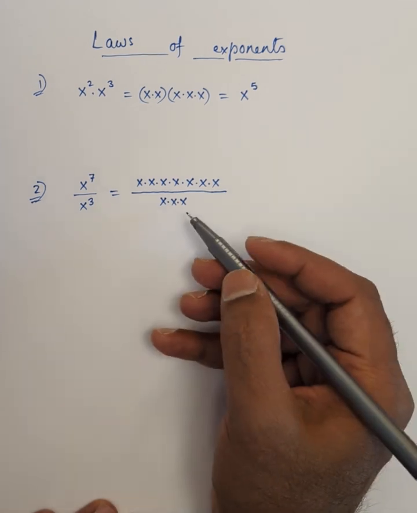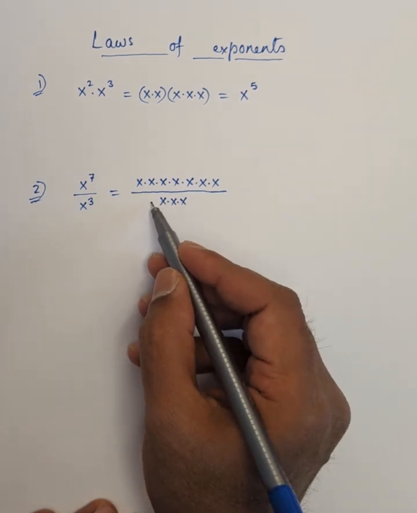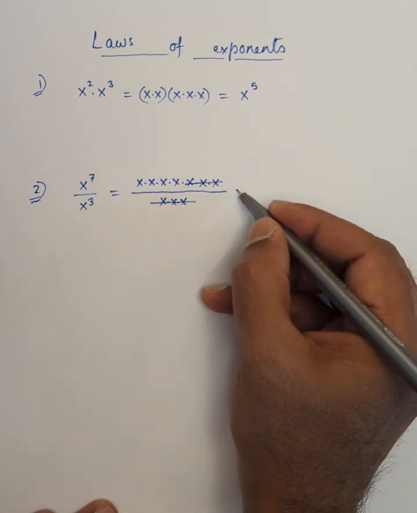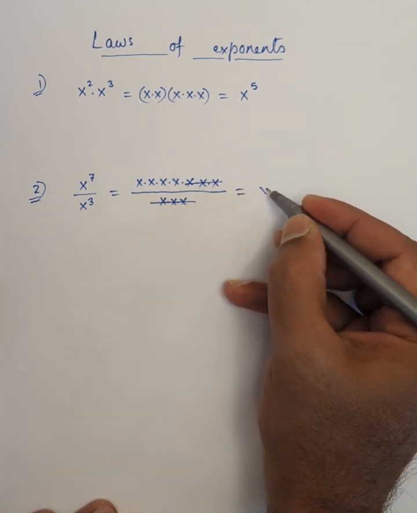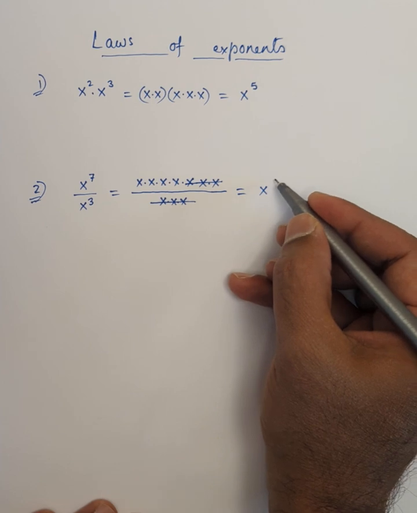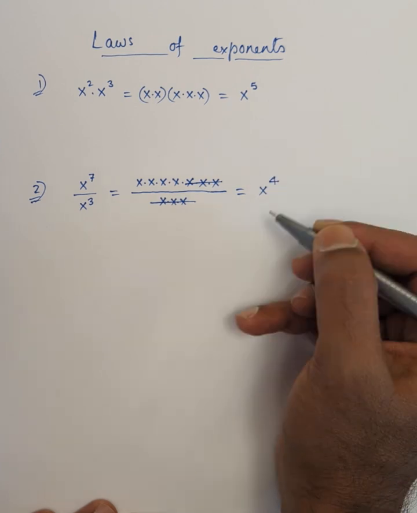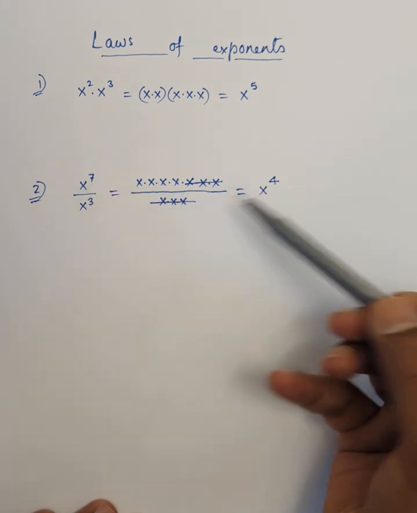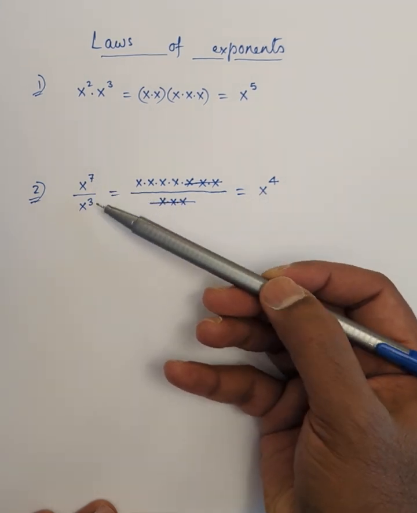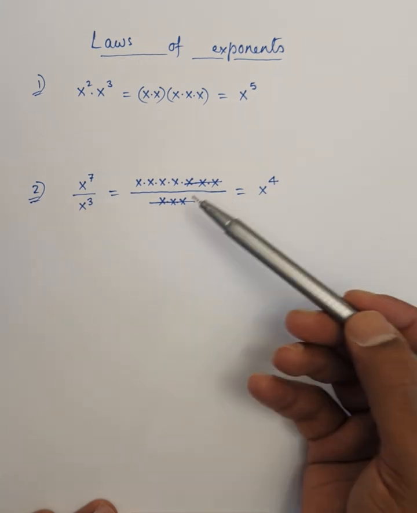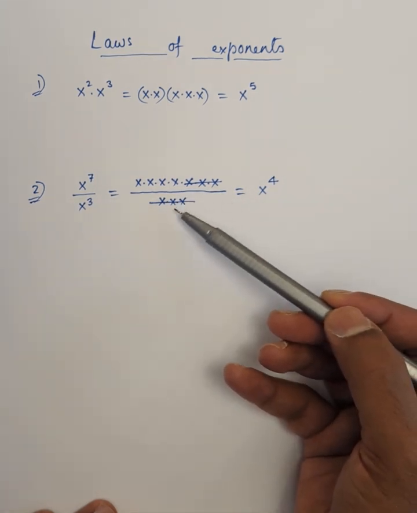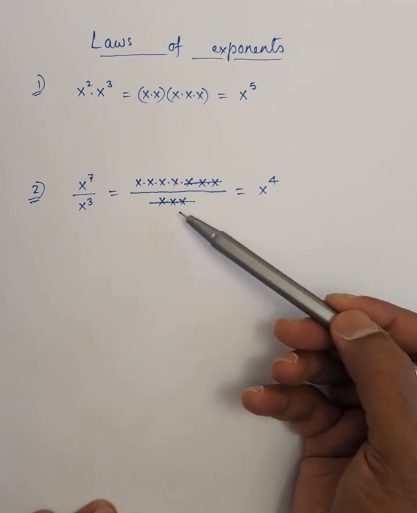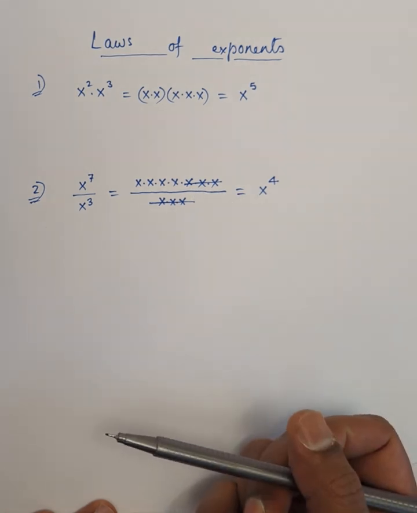And let's assume x is not 0, which means you can cancel these 3 x's with these 3. You're left with 4 copies of x on top in the numerator. So now it looks like we could have gotten this answer by subtracting 7 minus 3, and exactly that's what's happening. You're removing 3 of the x's in the numerator because you have 3 down below.